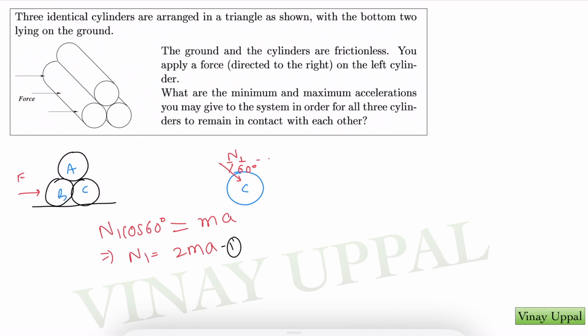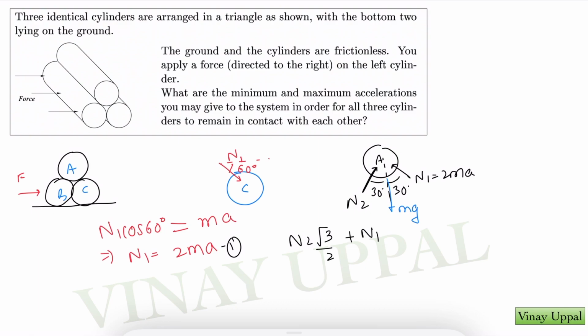Alright, now if I draw the FBD of A, I have the normal force N1 whose value is 2ma. Let's say that the cylinder B is applying a normal force of N2. They'll have to balance the weight of A. So can I write N2 cos 30 in the vertical direction plus N1 cos 30 should be equal to mg. So just by substituting N1 as 2ma, I will get N2 as 2mg by root 3 minus 2ma.